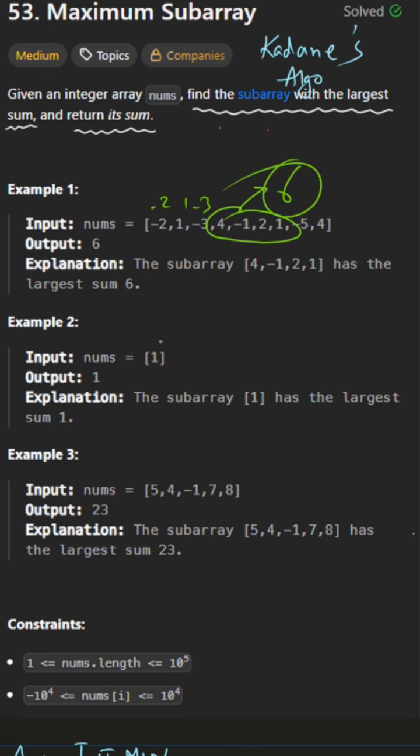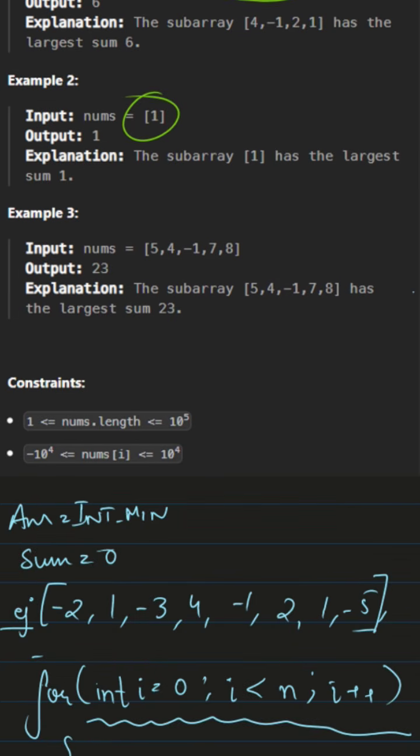It's just one element in the second test case, so that is itself the maximum sum subarray, which is sum 1. And for the third case, we can just sum all the elements together and it will give us a sum of 23, which is going to be the maximum sum.